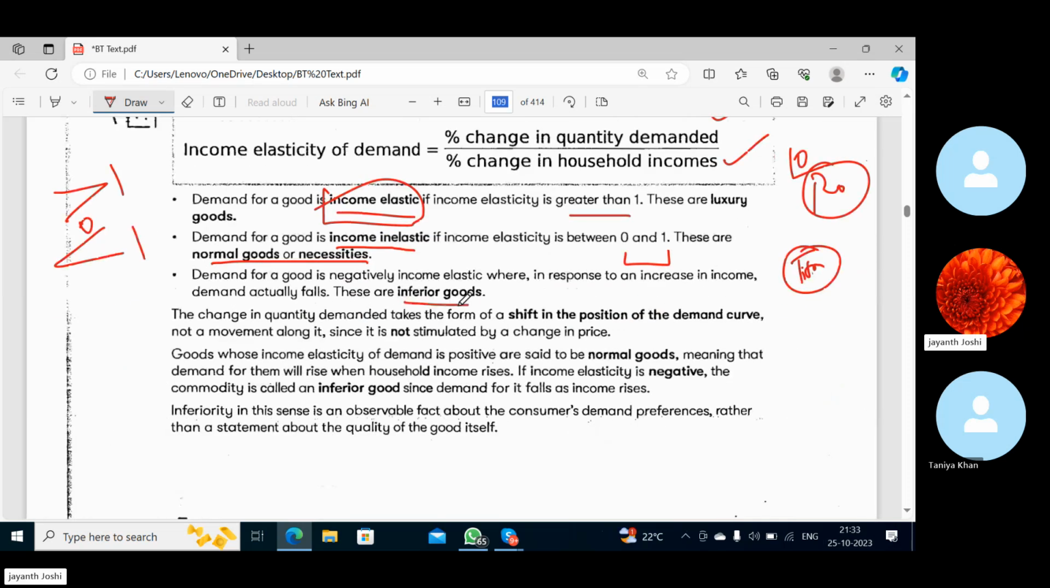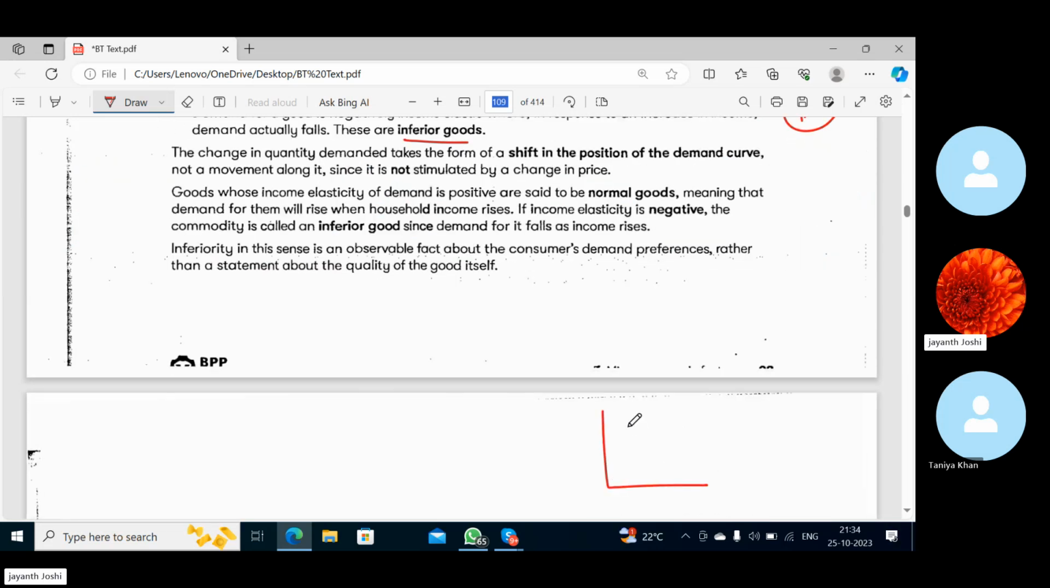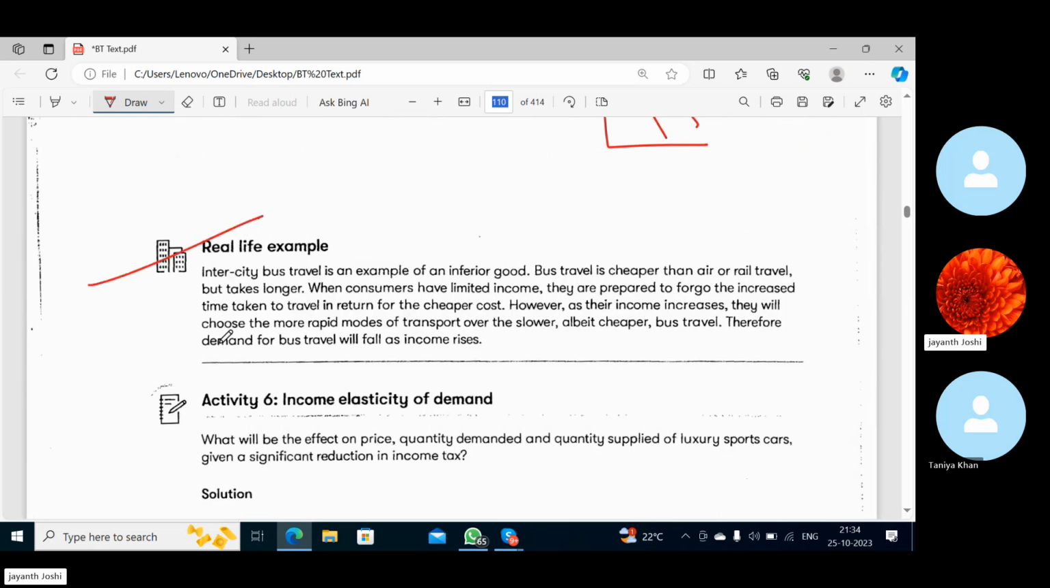So for inferior goods, you show less demand, right? So change in quantity demanded takes the form of a shift in demand. I already told you, shift in demand. Okay, we discussed this point. There's a real life example. When you have very high income levels, you'll prefer air travel rather than bus or rail travel, right?